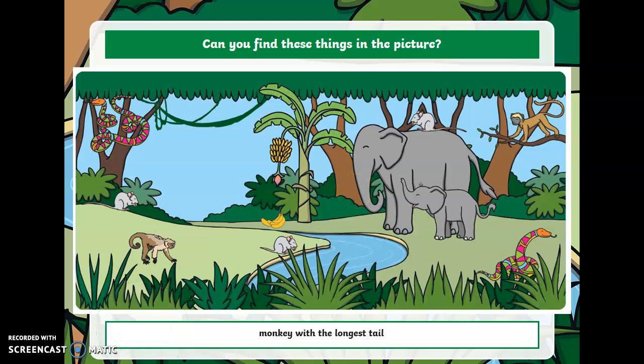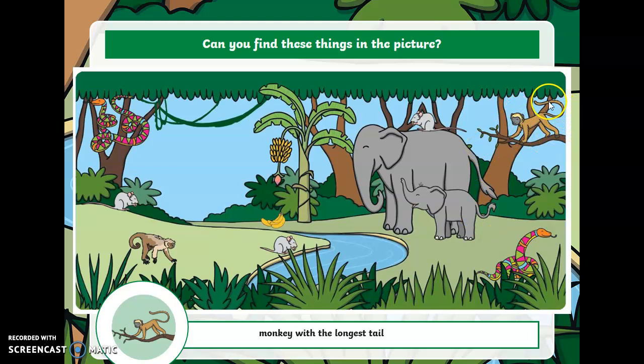Can we find the monkey with the longest tail? So we've got one monkey here in the tree, and we've got one monkey here on the ground. Which of those two monkeys has the longest tail? Well done, boys and girls. The monkey in the tree is the one with the longest tail.